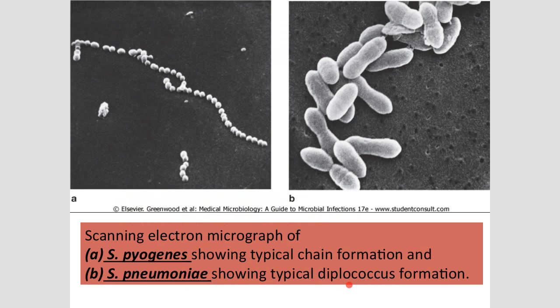Now, this is an electron micrograph of streptococci, the chain-like over here, and Streptococcus pneumoniae, which is more spindle-shaped or club-shaped, as compared to the chain formation. We call it diplococci. So if I was to ask you, name a diplococci, the answer is Streptococcus pneumoniae.